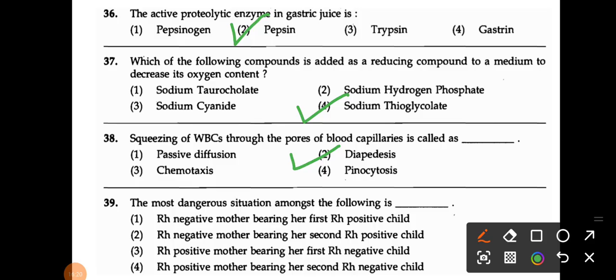But here you can see option number 2, an Rh negative mother and her second Rh positive child, is very dangerous, because in most cases that baby suffers from hemolytic disease of the newborn or erythroblastosis fetalis. So many diseases occur if an Rh negative mother is bearing her second Rh positive child. That's why this is the worst condition, and option number 2 is correct here.